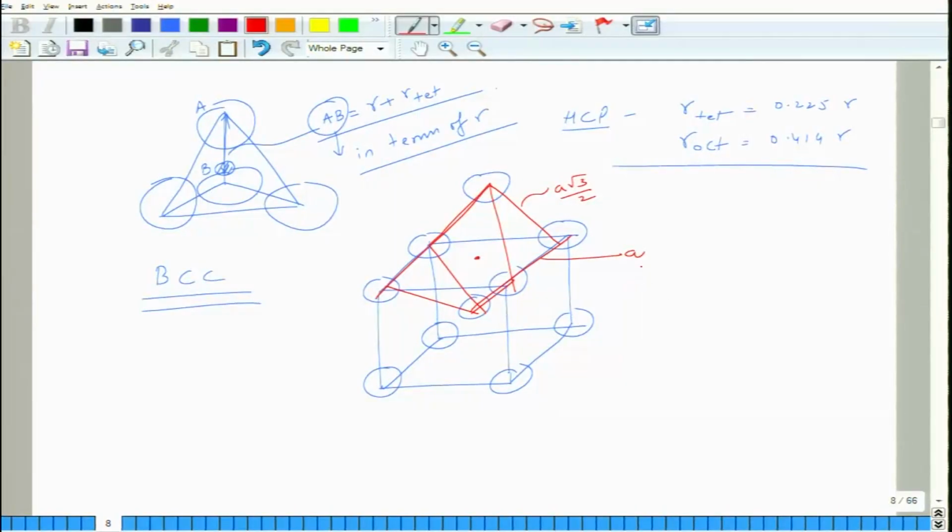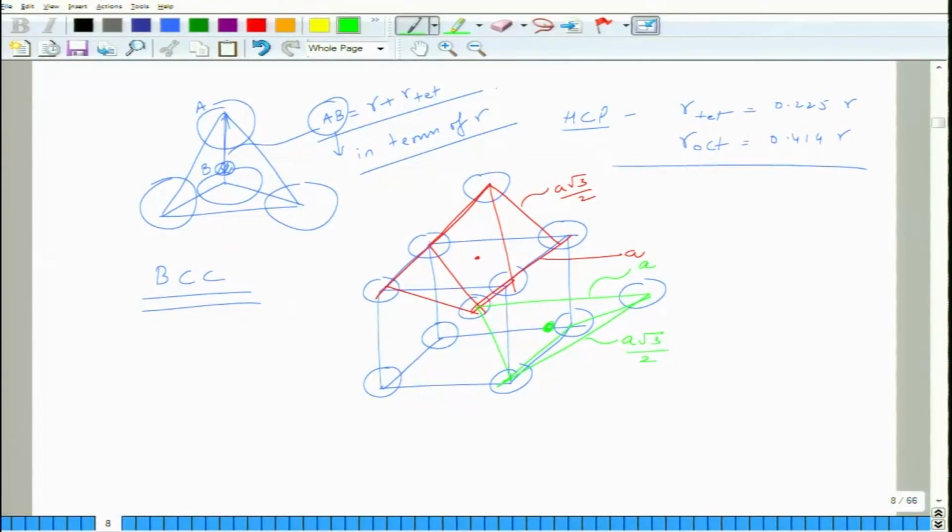What is the tetrahedral void? If I draw another atom on this side, and draw the tetrahedra in a different color, this is a tetrahedra. The center of this will be the tetrahedral void, but this is again an irregular tetrahedra, because you can see that this length is A and this length is A root 3 divided by 2. As a result, the sizes are not the same.